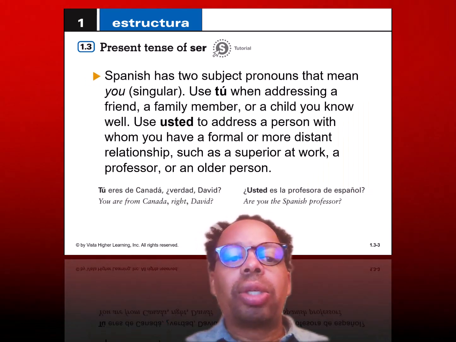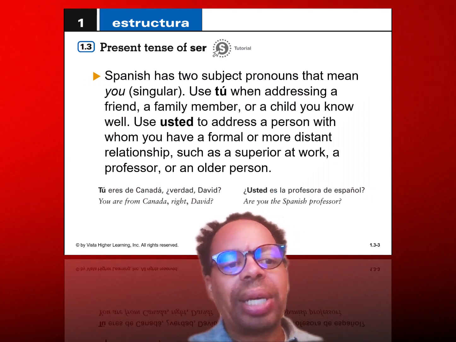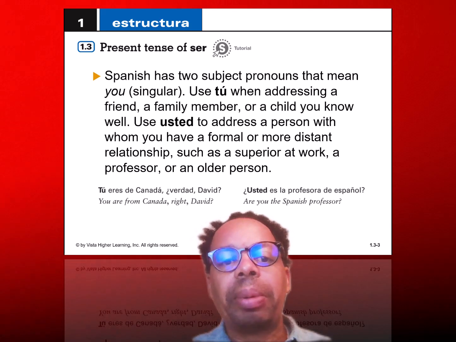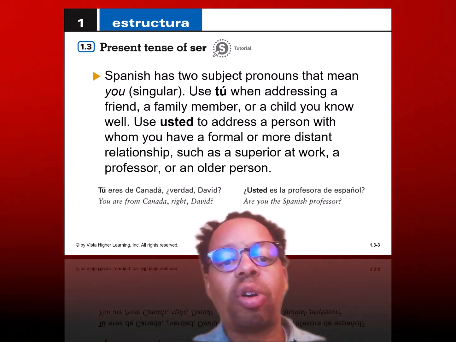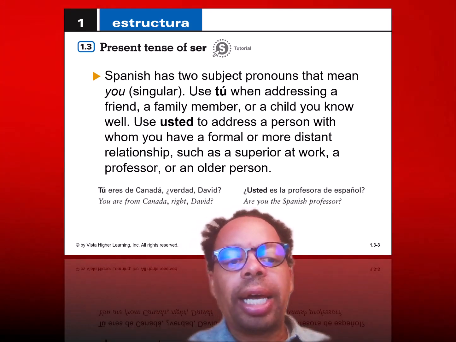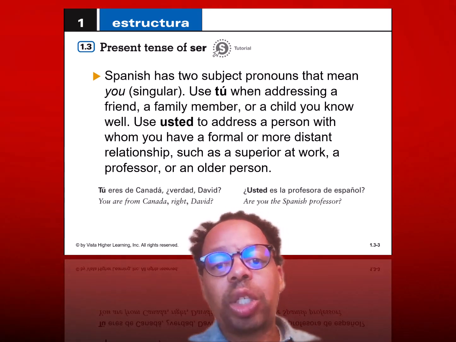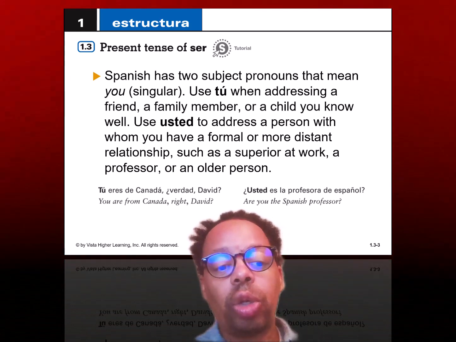So we have 2 subject pronouns that mean you, and these come into context when we're addressing a friend, a family member, or a child you know well. We use the tú form. For a person who is older than you, essentially, or superior at work, or you have a much more distant relationship, you're going to use usted.